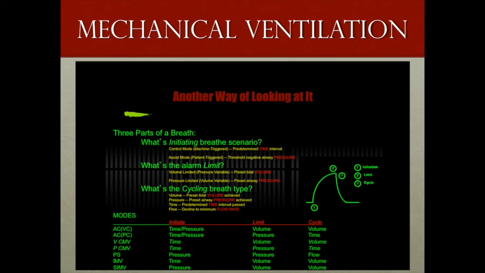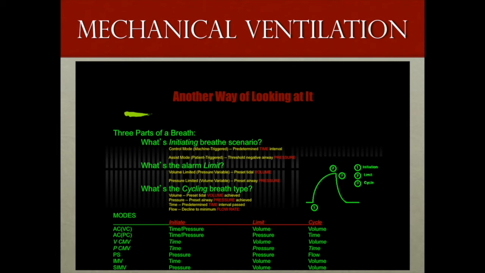What is limiting the breath? And what is cycling or stopping or terminating the breath? So your options for breath initiation are going to be time or pressure. If you are time triggered, it means that you are in a controlled mode, and the initiating factor for your breath is the rate that you set. If you set a rate of 20, every 3 seconds you will have a breath.